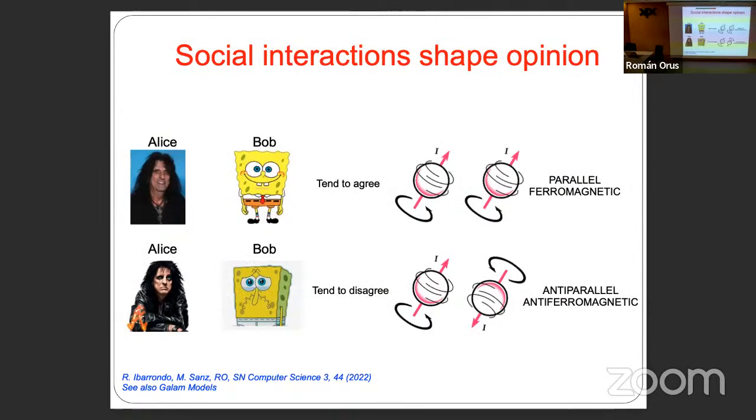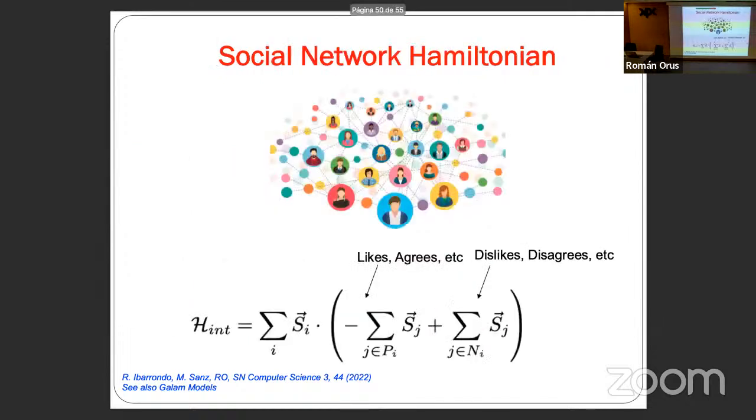How can you put 2 spins? And depending on whether you tend to agree, okay? If you agree, you tend to be parallel. All right, 2 spins is 2 people. So for instance, if I agree with Aaron, we have parallel spins, depending on our opinions and so on. But that's a ferromagnetic interaction. And if we disagree, we're anti-ferromagnetic, okay? Just like that.